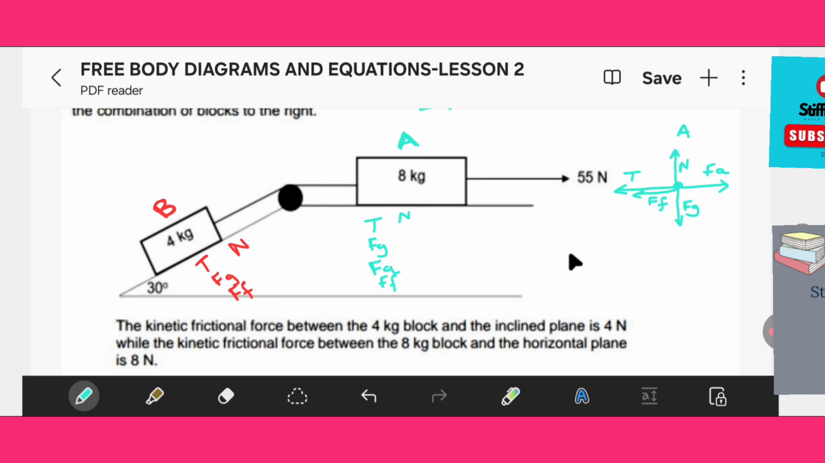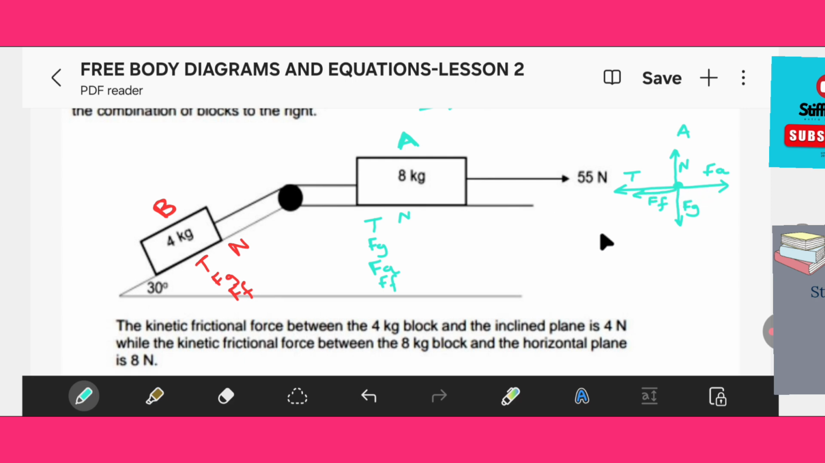So now let's see the equation of this object. So this object, you can see that we're having 3 parallel forces. These forces are parallel to the surface. So these are the forces that we are going to use to formulate our equation of Newton's second law using these two.